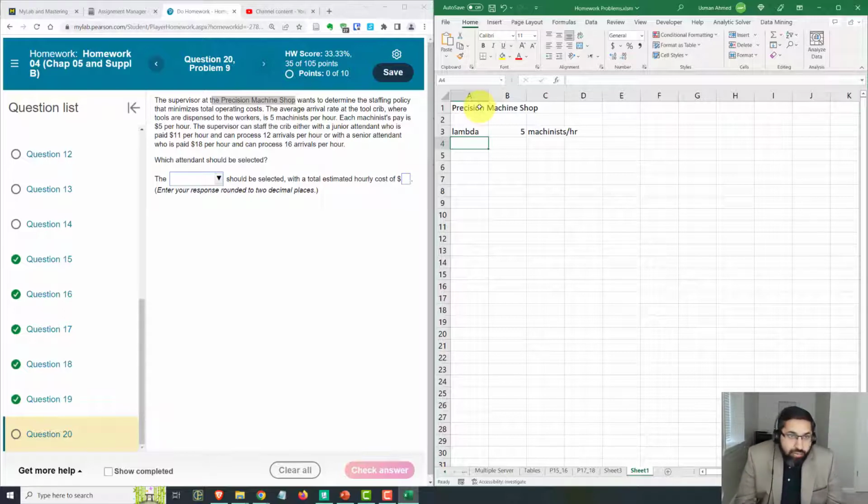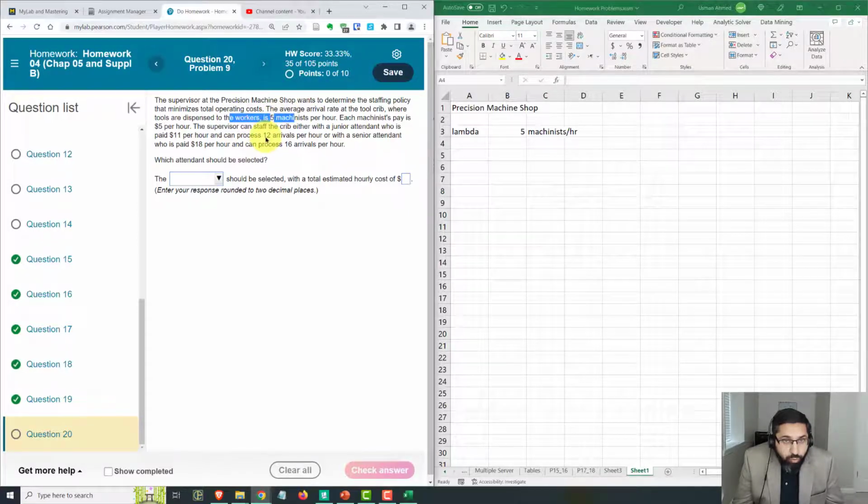Now, we are going to have a cost of waiting because these machinists are being paid, and so they are going to end up waiting. And that is a cost. That waiting cost is going to differ between the two. Even the service time is going to vary because one attendant is slower and the other is faster. And then we also have the cost of the server, whether we go for the $11 per hour person or the $18 per hour person.